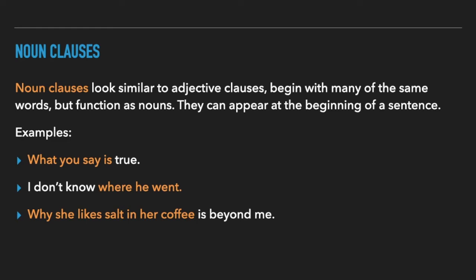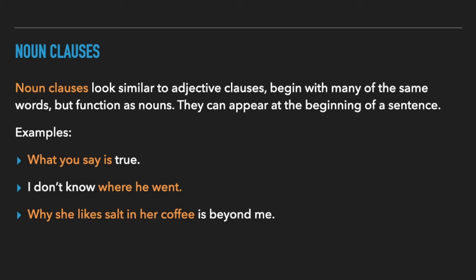Okay, so now, noun clauses look very similar to adjective clauses. They begin with many of the same words, but they also function as nouns. So that's the key difference. Adjective clauses function as adjectives. Noun clauses function as nouns. And they can appear at the beginning of a sentence, though adjective clauses can't.